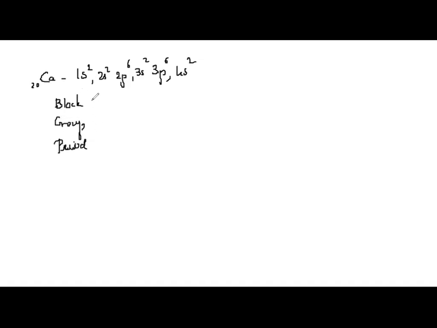To which period it belongs. Okay, so how do I say it? Block. Last electron is entering into s orbital, therefore it belongs to s block. Period, which is the maximum number. This is 1, 2, 3, 4. So n is equal to 4. Therefore, I'll say it belongs to fourth period.